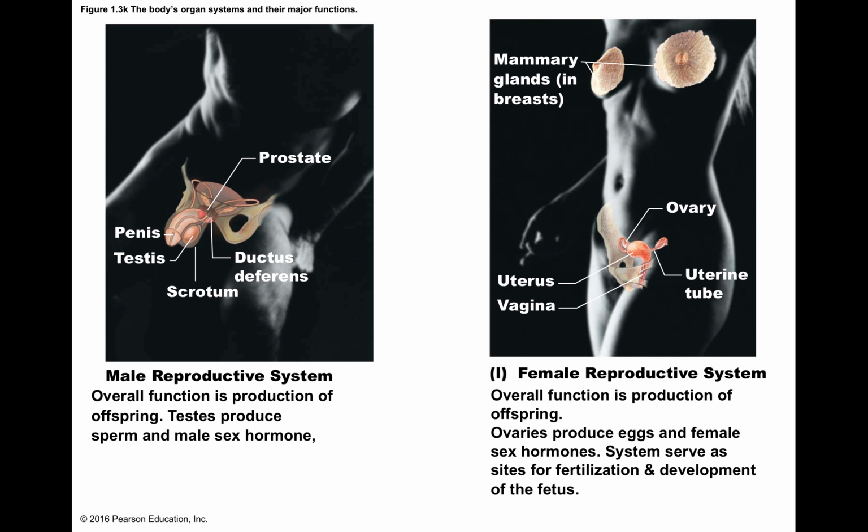Reproductive system: in the case of males, some of the main structures are the prostate, penis, testes, and scrotum. In females, they would be mammary tissue or breast tissue, uterus, vagina, ovaries, and uterine tube. In both cases, the main goal is to produce sex cells and sex hormones and enable the creation of offspring. Now, we will discuss this in 251 in much more detail.